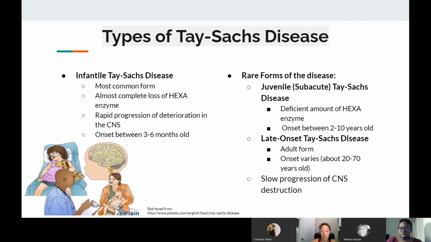The next two forms of the disease are very rare. They are juvenile Tay-Sachs and late onset Tay-Sachs for adults. The juvenile form has an onset of symptoms between 2 to 10 years old, and the adult form varies, so symptoms can start between 20 or 70 years old. It varies a lot. And both of the diseases are characterized by a deficiency of the HEX-A enzyme, and they're both a slow progression of the destruction of the central nervous system.